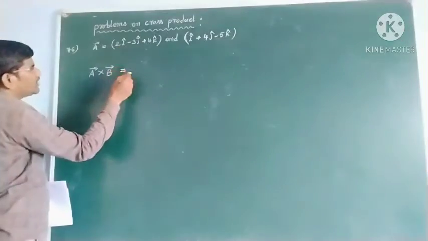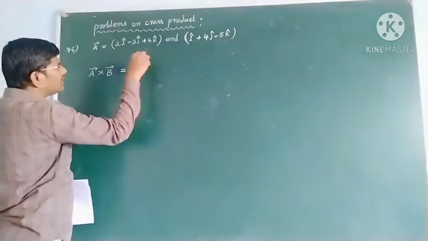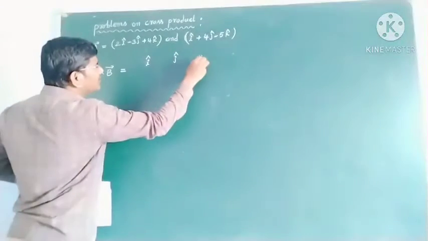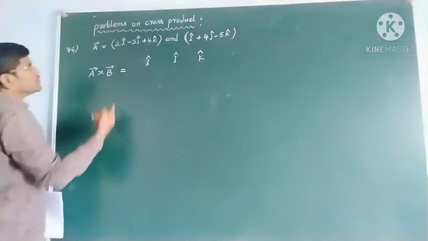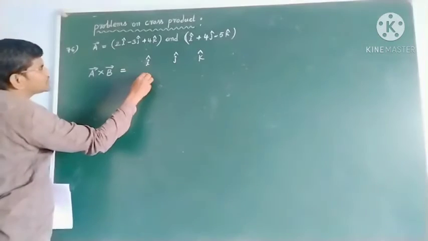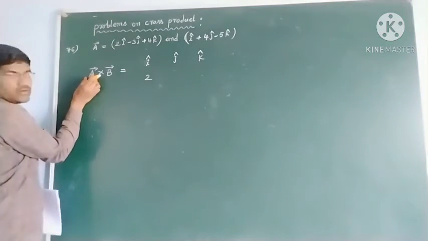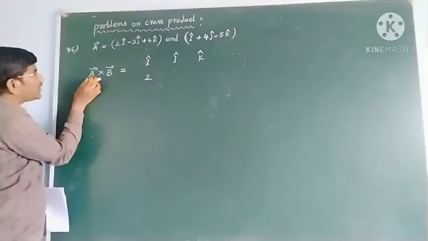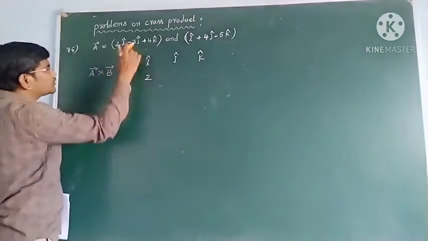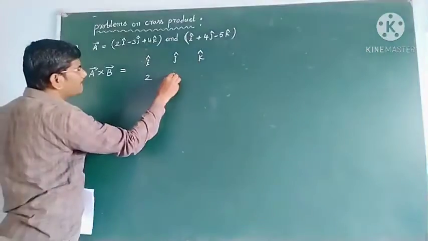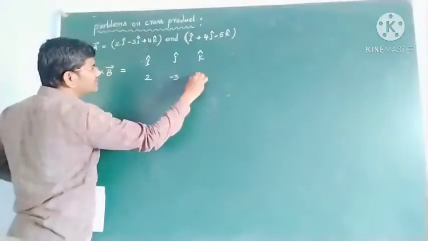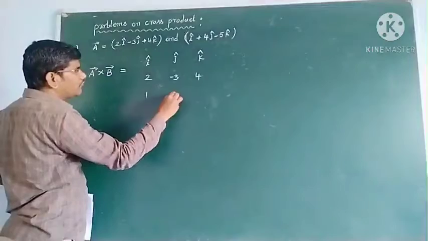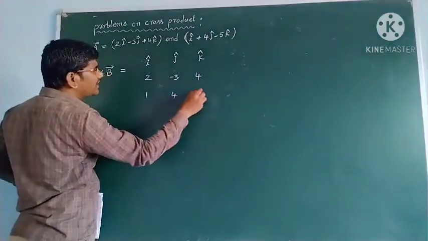So for A bar cross B bar, here what will we write? i cap, j cap, and here k cap. The i cap coefficient here is 2. So see students, while doing the cross product also, which vector do you take first? A bar. So take the i coefficient 2, j coefficient minus 3, plus k coefficient 4. And similarly here the i coefficient is 1, 4 and minus 5.